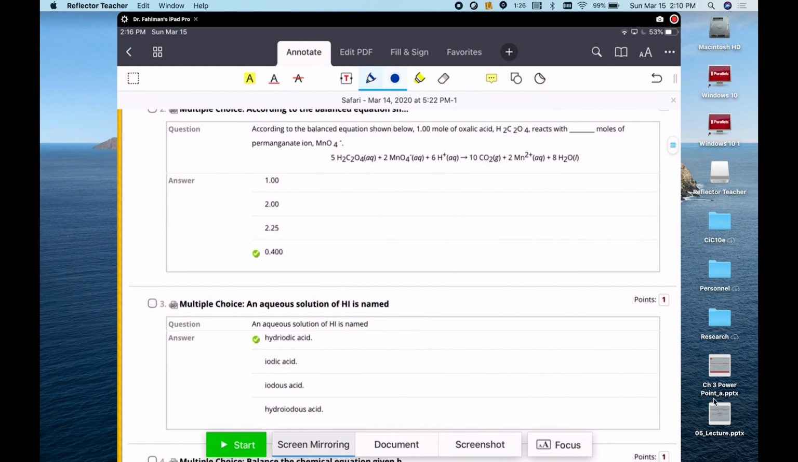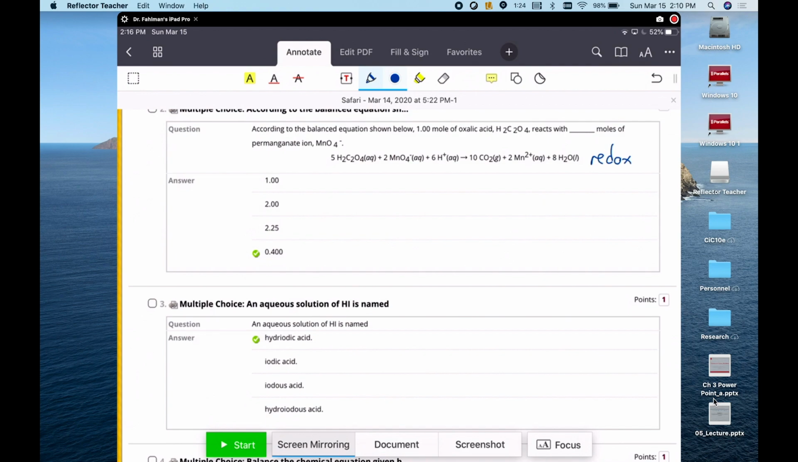For this question, the equation is balanced already. So this is a redox reaction, and it's balanced. I guess you can just do a quick double check. So we've got 2 manganese. How many carbons? I guess 10 carbons. 10 carbons. Okay, so everything looks balanced.